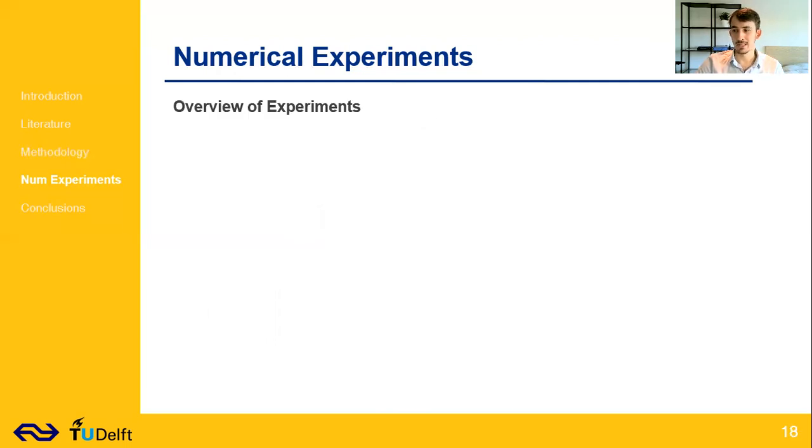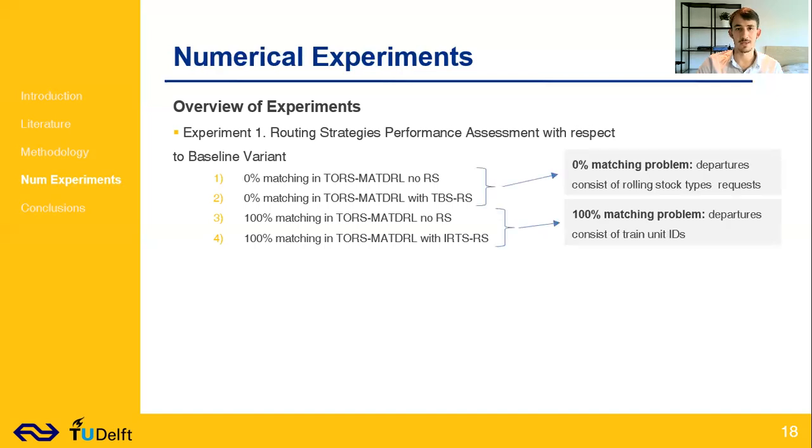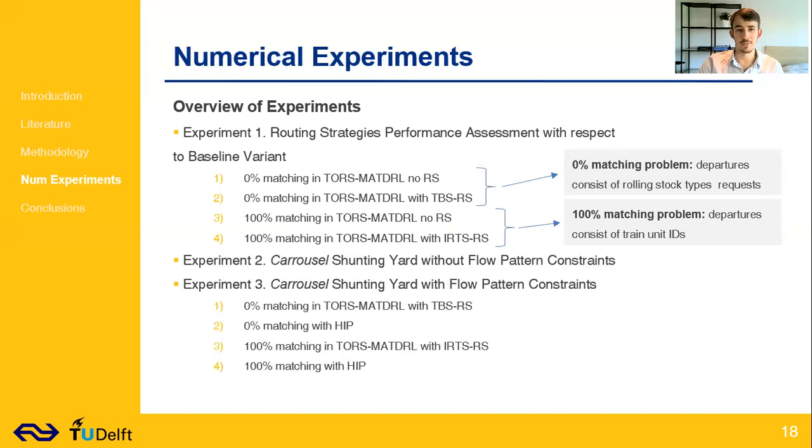Here's an overview of the experiments. The goal of our experiments is to show the performance of our developments. So for this, we developed the first experiment in which we assess the performance of our routing strategies with respect to a baseline variant. So this means baseline variant without our routing strategies for both 0% matching, 100% matching, as I described previously. And then we have two more experiments meant to show the performance of our implementations for different problem designs, different shunting yards with and without flow pattern constraints.